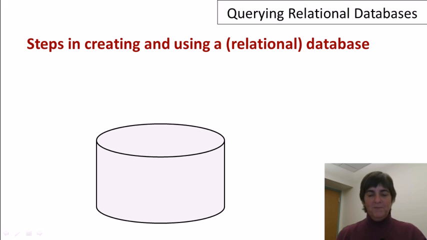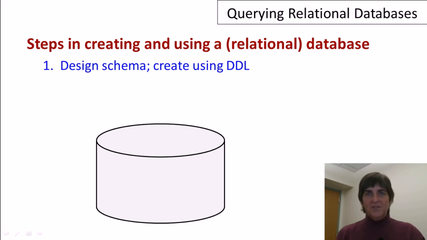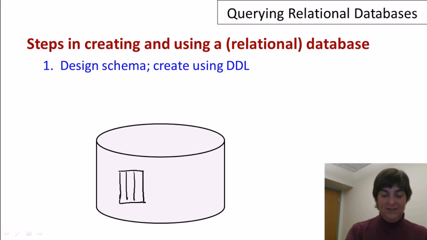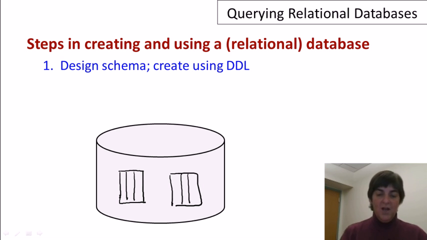By the way, I should mention that database people have this habit of drawing databases and database systems as gigantic disks, so I'll be using that same habit. The first step is to design the schema of the database and then create the schema using a data definition language. As we discussed in previous videos, in a relational database, the schema consists of the structure of the relations and the attributes of those relations. So we set those up inside our big disk.